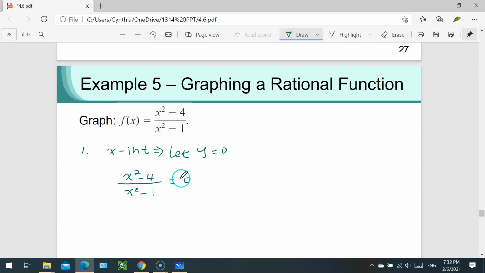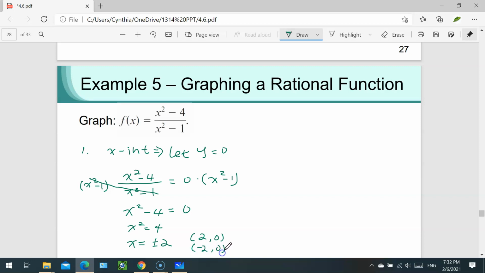Now you can diagonal multiply, or you can multiply x squared minus 1 to both sides, so that this will reduce. Now x squared minus 4 equals 0, because 0 multiplied by any number, you still get 0. So x squared equals 4. That means x equals positive negative 2. So you have two x-intercepts. One x-intercept at (2, 0). Another at x equals negative 2, (-2, 0).